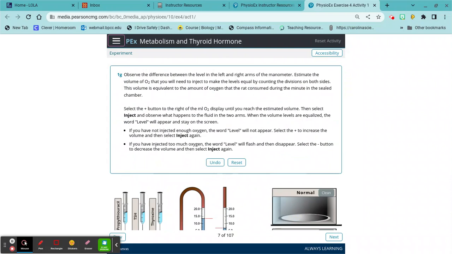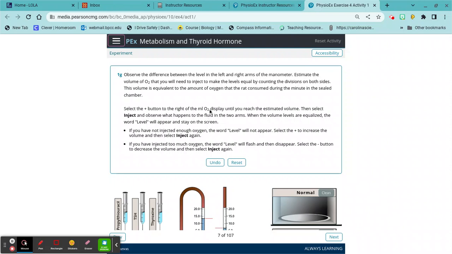Estimate the volume of oxygen that you will need to inject to make the level equal by counting the divisions on both sides. This volume is equivalent to the amount of oxygen that the rat consumed during the minute in the sealed chamber. So we're going to select the plus button to the right of the milliliters of O2 display until we reach the estimated volume. Then we're going to select the inject button.